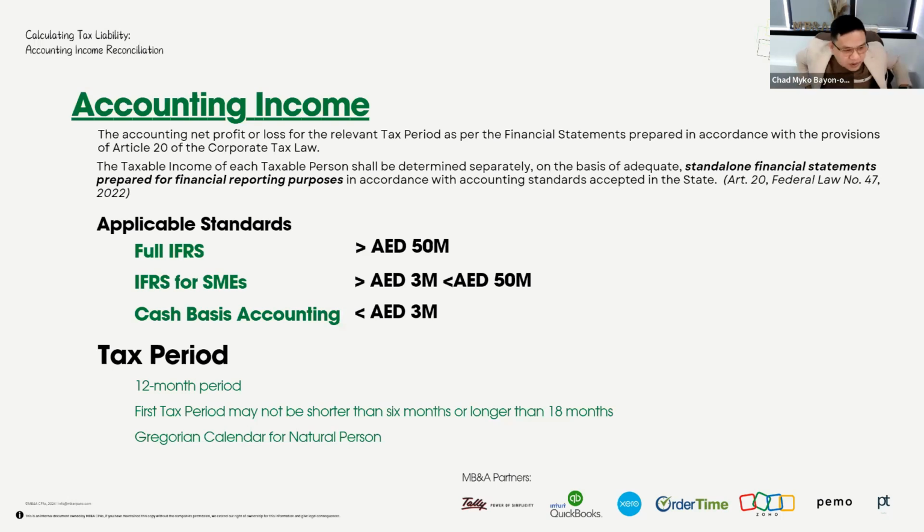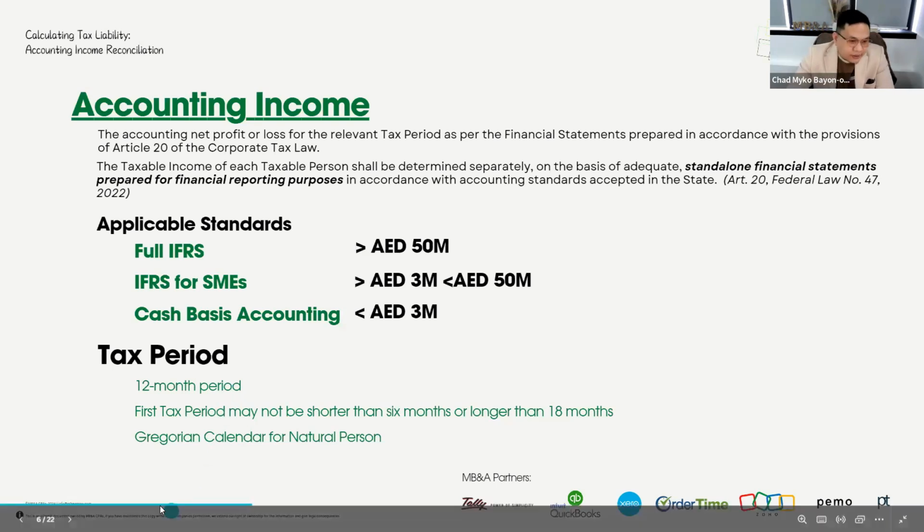So for a natural person, regardless of their license, if ever they have reached the threshold of 1 million, the period for them would be from January to December 31, 2024. So they need to register for corporate tax if ever they have reached 1 million, and their filing period is the Gregorian calendar automatically. Okay, so that is for the tax period.